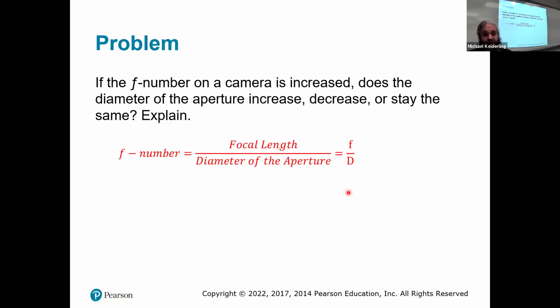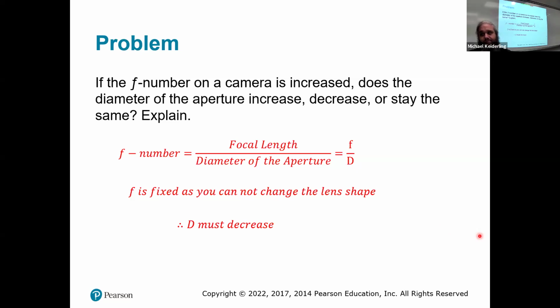So the F number is the focal length divided by the diameter of the aperture. If the F number increases, the focal length doesn't change because the lens is fixed. The focal length doesn't change as you can't change the lens shape. So what you're changing is the diameter of the aperture. If the F number increases, the diameter of the aperture decreases. So when you go to a higher f-stop, you are closing the aperture down.